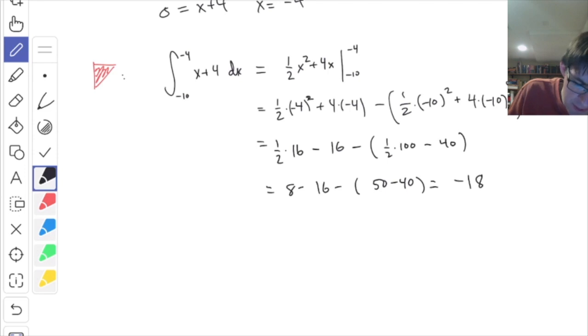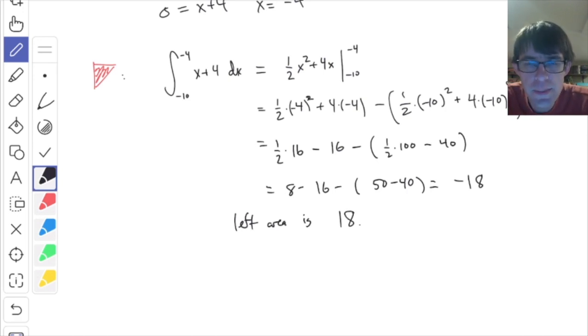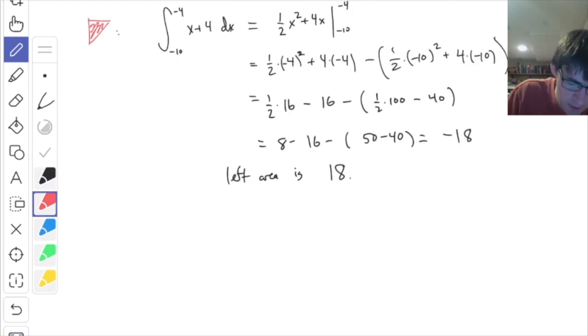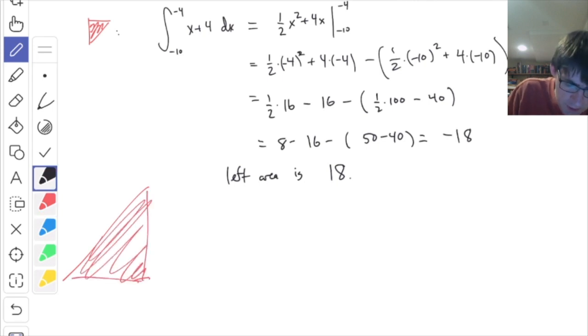Okay, so that means the left area is 18, right? Remember I said all along, I expect the answer to be negative for the piece on the left, but as an area, the area of that piece on the left is 18. Okay, let's do the piece on the right then. On the picture, it's the bigger one that goes this way. This is going to be the integral negative 4 to 10. Again, x plus 4 dx is 1/2 x squared plus 4x.